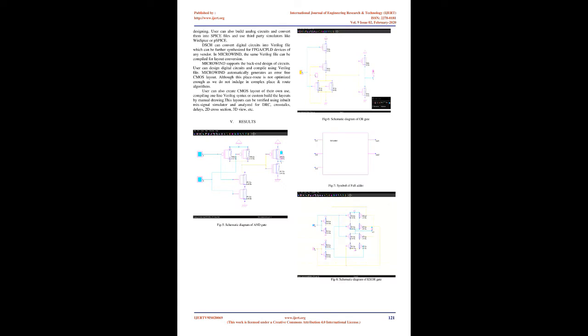Urdhva Tiryagbhyam is one of the 16 Vedic sutras which performs the product of two decimal numbers. Urdhva Tiryagbhyam is the general formula applicable to all cases of multiplication of a large number by another large number. Urdhva means vertical and Tiryagbhyam means crosswise, therefore it is also called the vertical and crosswise algorithm. Its advantage is that it has minimum delay. As the number of bits increases, the multiplication process becomes tedious, which is a major disadvantage in the Vedic multiplier.